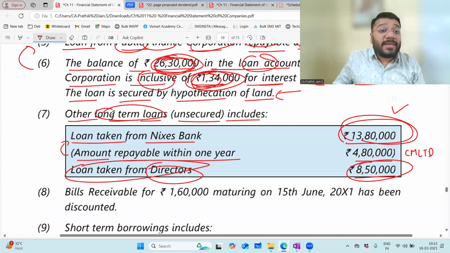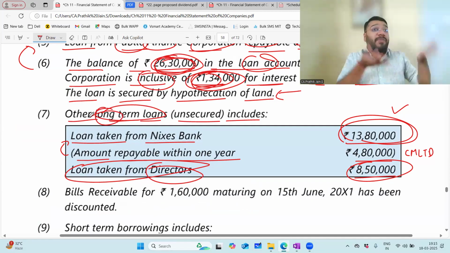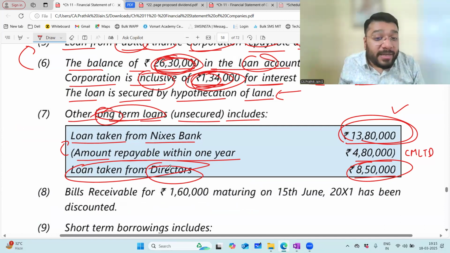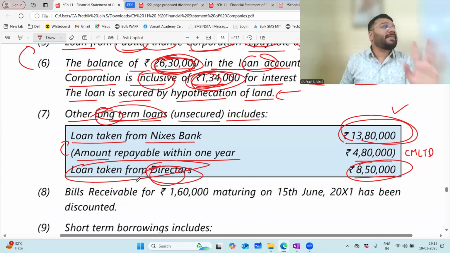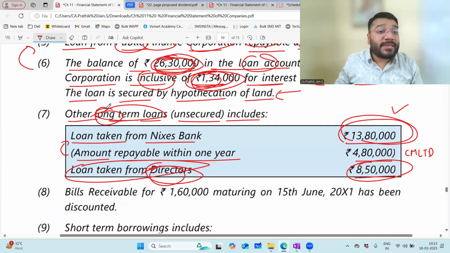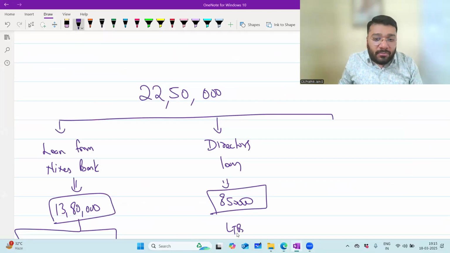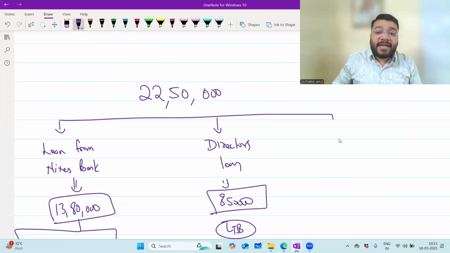But this question is clearly telling us this is long-term. It means you have taken the loan from the director for a long-term purpose. When did I say a director's loan or a related party's loan will be short-term? The question is silent, but here they have very clearly told us this is a part of your long-term loan. So this will go under long-term borrowing only.